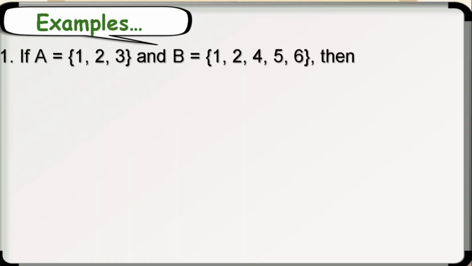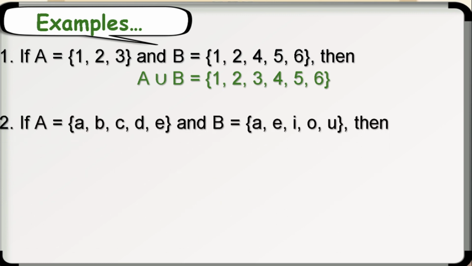If set A is 1, 2, 3 and set B is 1, 2, 4, 5, 6, then A union B is 1, 2, 3, 4, 5, 6. You'll just combine all the elements of A and all the elements of B.